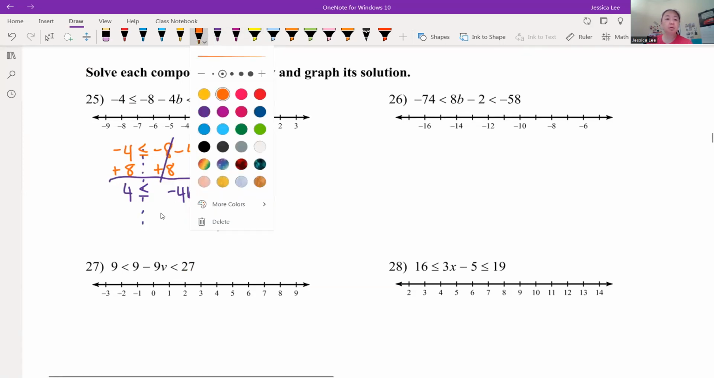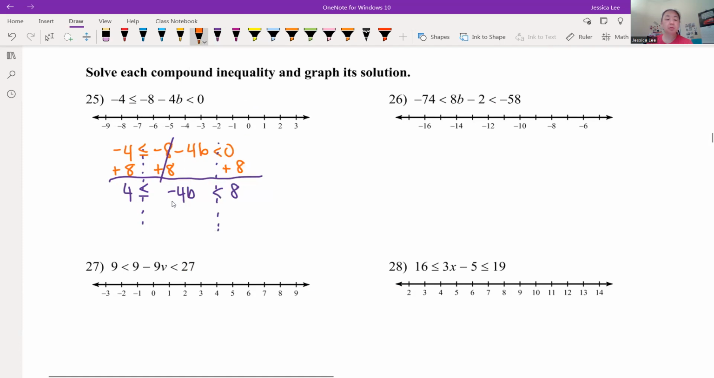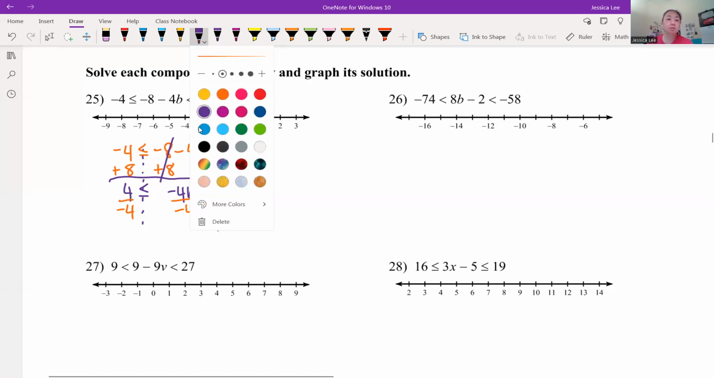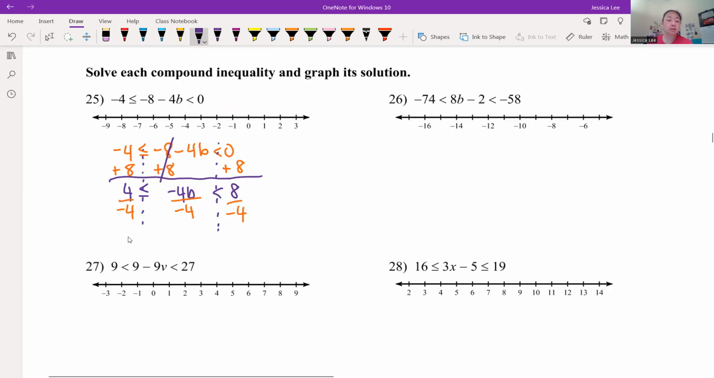So normally we would just divide by -4, but now we're going to do it to the other 2 sides by -4. Remember, when I'm dividing by a negative, what happens to those inequalities? It flips, right? So this is going to be -1. Now, instead of being less than, it's going to be greater than or equal to b, which is greater than -2. So -1 is greater than or equal to b, which is greater than -2.